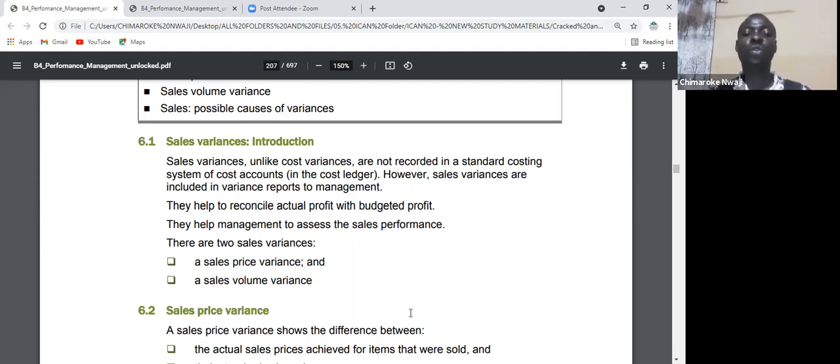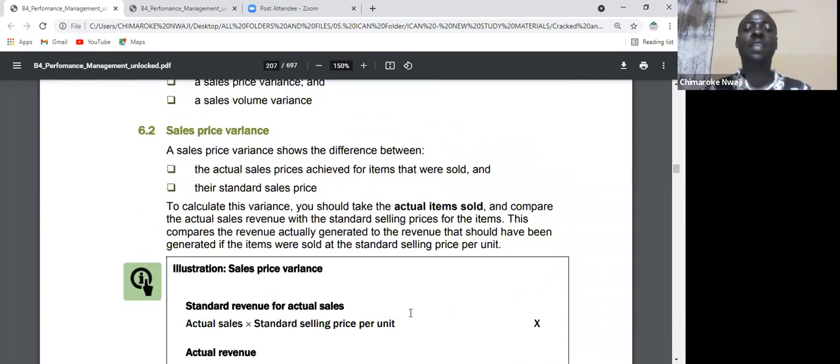Now, there are 2 sales variances we are going to look at. The first one is the sales price variance. Your sales price variance is almost like your cost price variance for direct materials, and your sales volume variance is almost like your fixed cost volume variance. So let's look at your sales price variance. The sales price variance shows the difference between the actual sales prices for items that were sold and their standard sales prices.